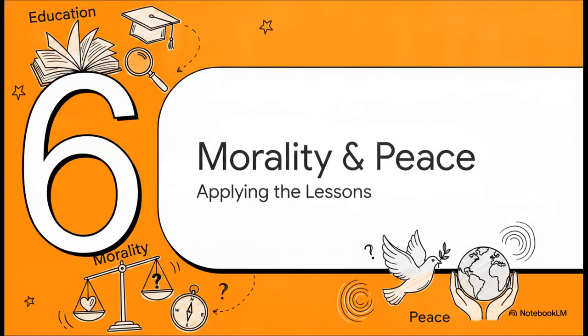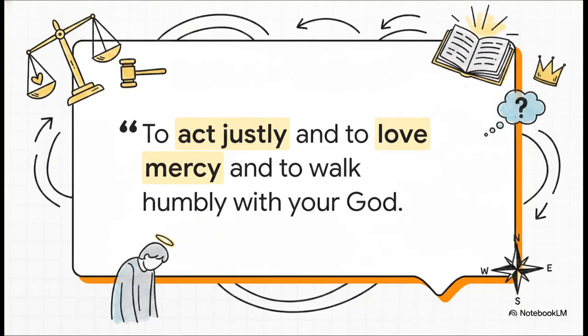Finally, let's bring it all home with Section 6, Education, Morality, and Peace. And this brilliantly illustrates our final pivot. We've looked at the history and the visual tactics, right? But how do we apply these lessons to our own lives today?